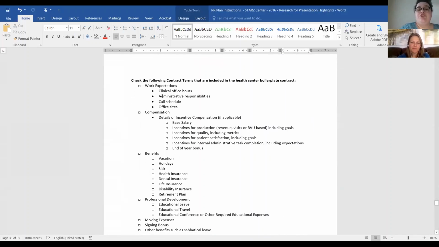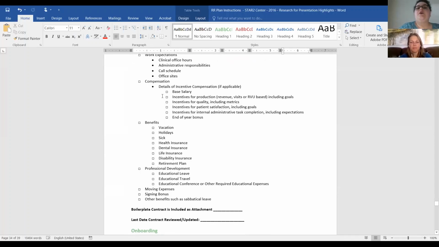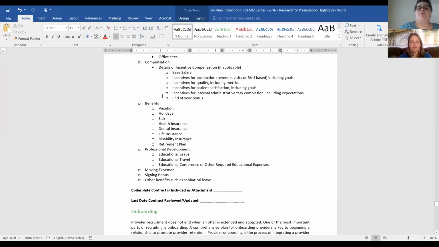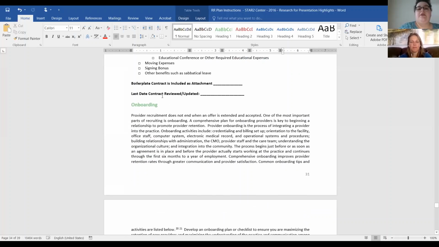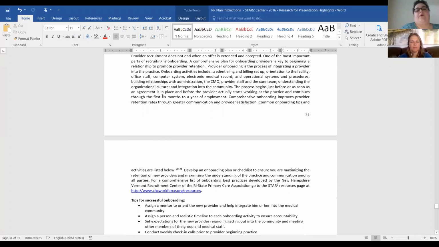So these are the different terms and things that should be included in your contract, as well as what you should be discussing with the candidate. So you can pull from all this and put together either your own presentations or your own way to train your health centers for what really worked for them. But we wanted to lay out the key components. And then this goes all the way into onboarding.